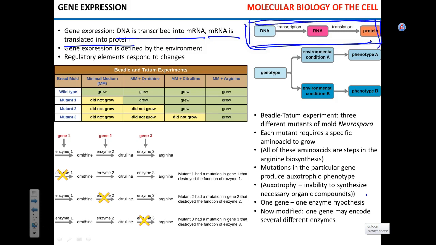But now, expression is defined by the environment. How? Something changes in the environment. What shall happen? Which events should happen in the cell? So if the environment changes, it's not raining as far as I can see, but imagine that you go outside, and you walk, there's no rain, and then it starts raining.